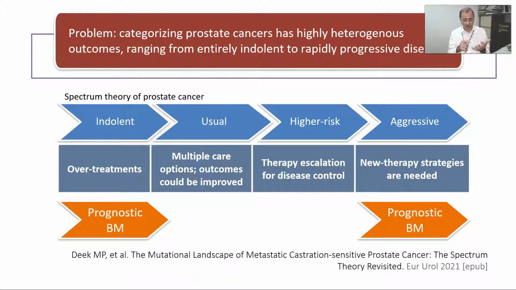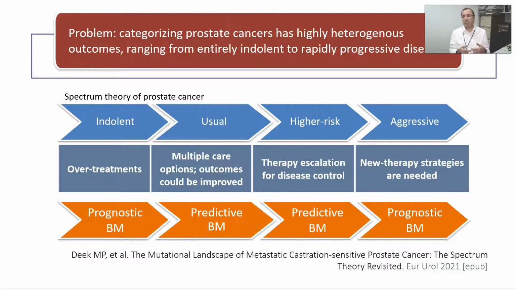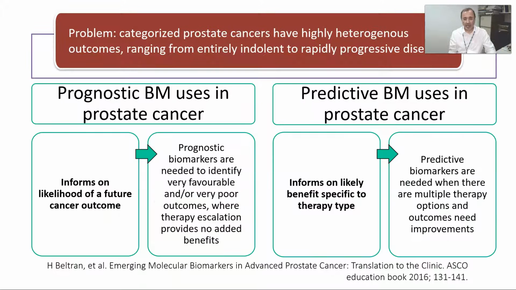So you can use surgery, you can use radiotherapy, you can use brachytherapy, you can use focal therapy, and you need a predictive biomarker for these sorts of patients to decide which patient should get which treatment. Similarly, for a slightly higher risk patient, you want to give them a little bit more treatment to control their disease. Again, you need a predictive biomarker.